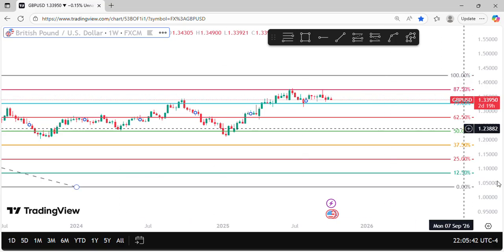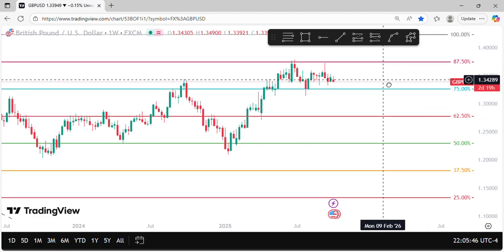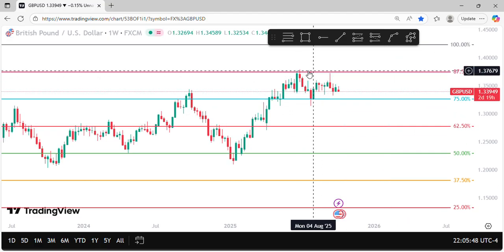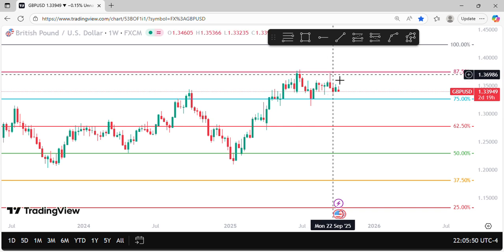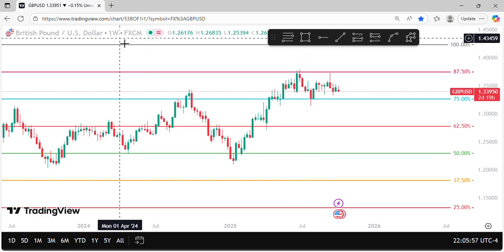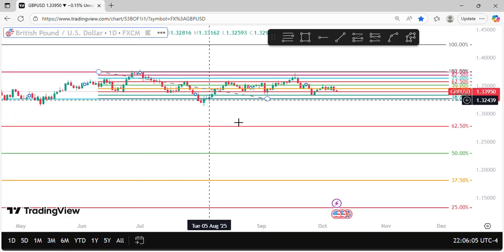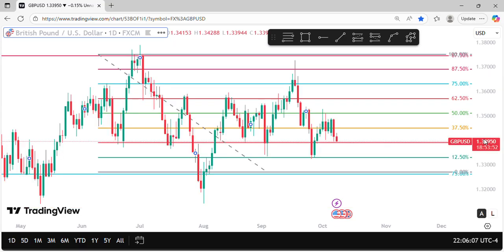Okay, so in the weekly you can see we just fell short of tapping the 87.5 level, whereas here we already did that. So let's move into the daily and see what the daily and then the 4-hour show, and then we can make proper meaning of it.